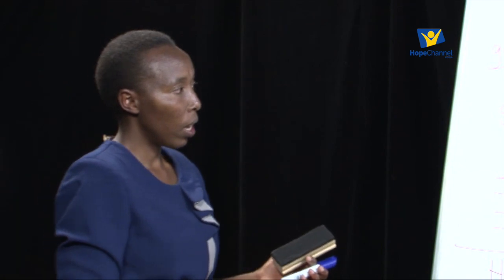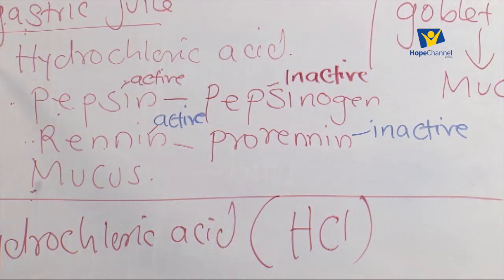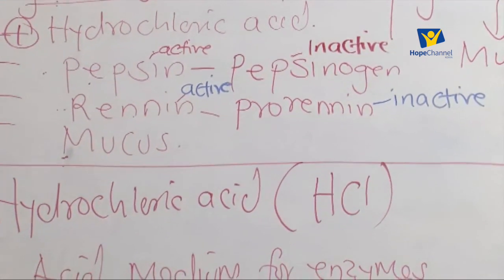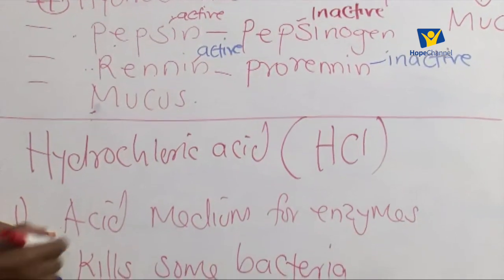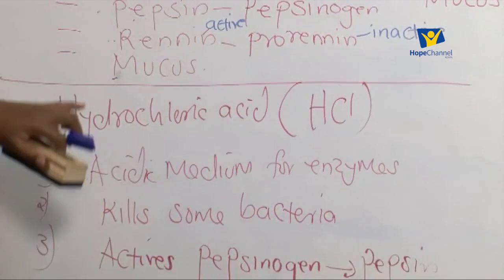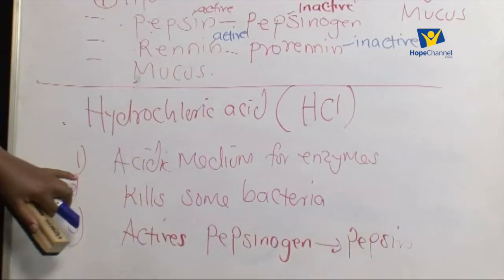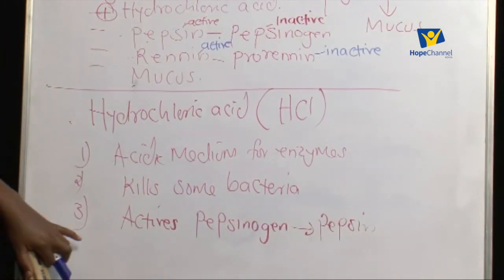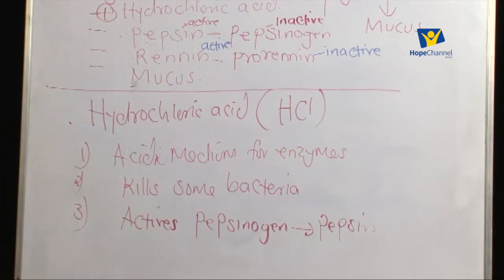We've said gastric juice consists, number one, of hydrochloric acid, which has three functions. It provides an acidic medium for the enzymes pepsin and renin. It kills some of the bacteria that is present in the food, and it activates pepsinogen to pepsin. That is the function of hydrochloric acid.